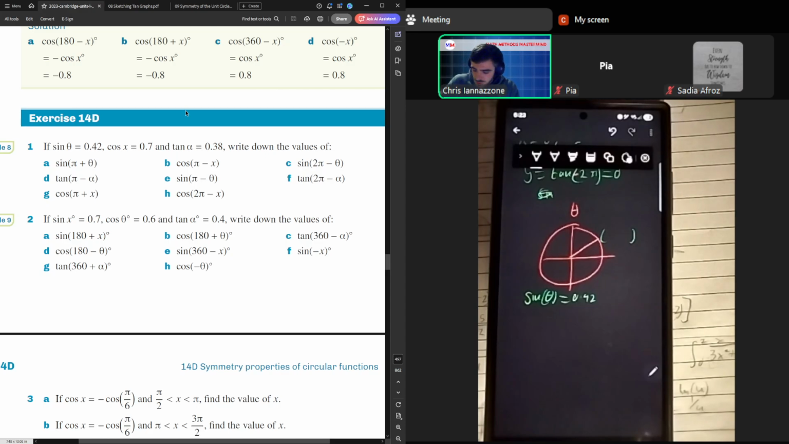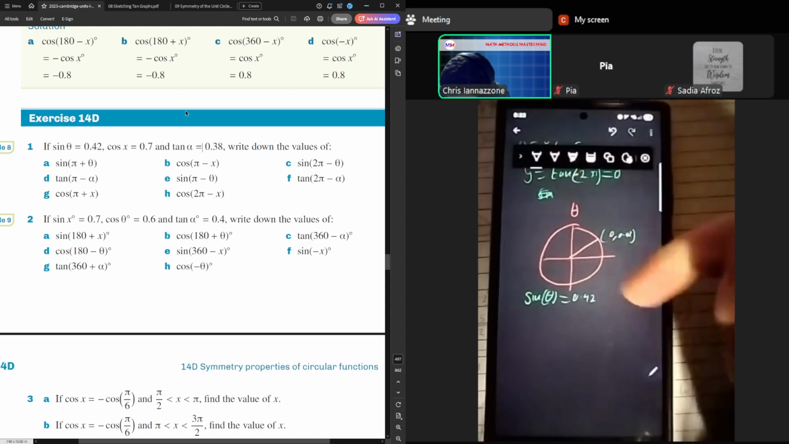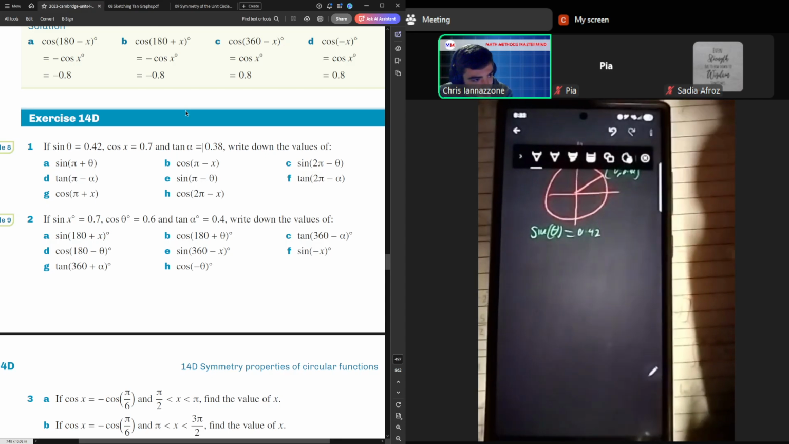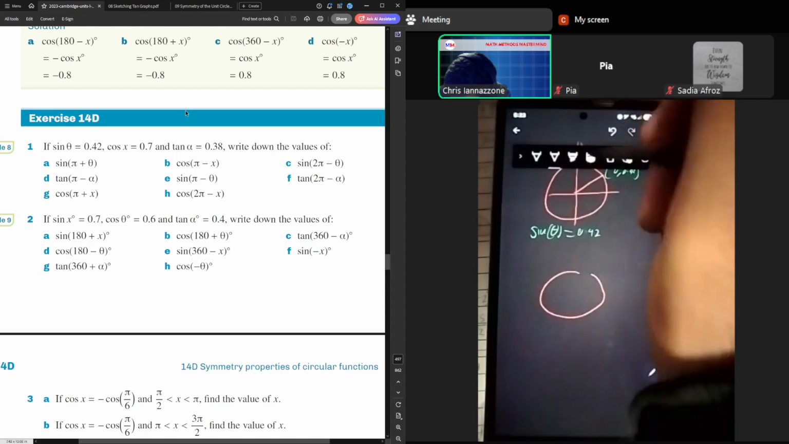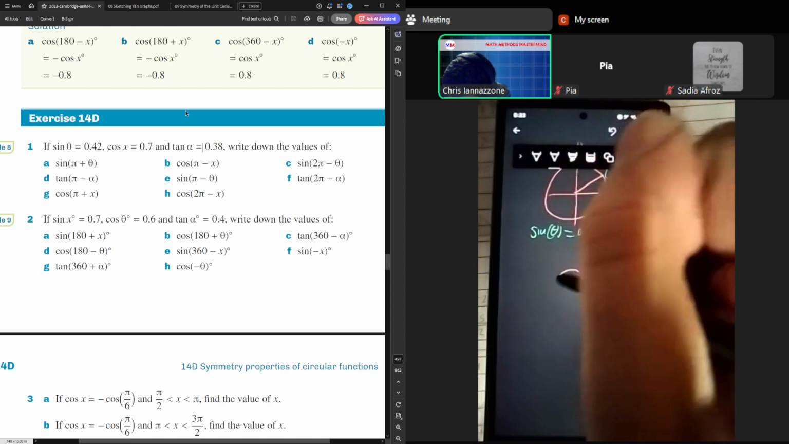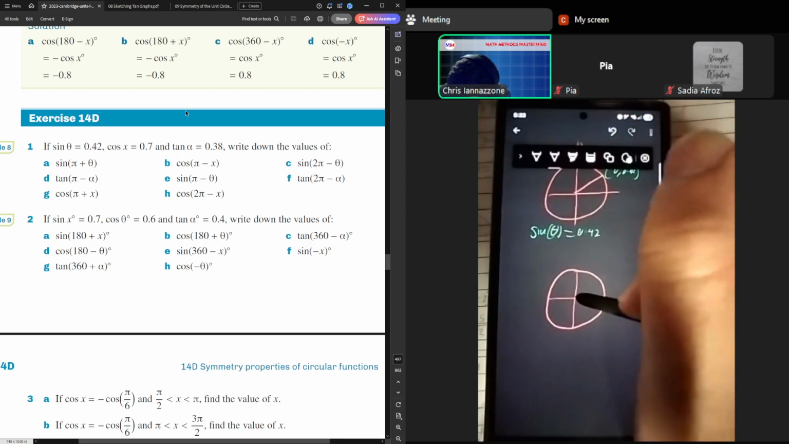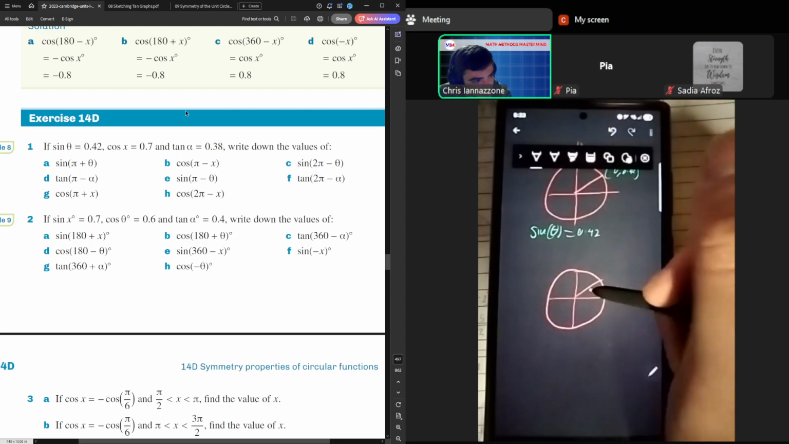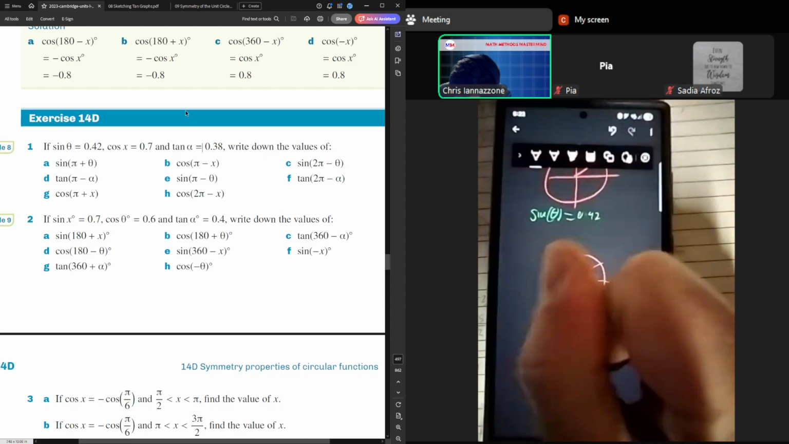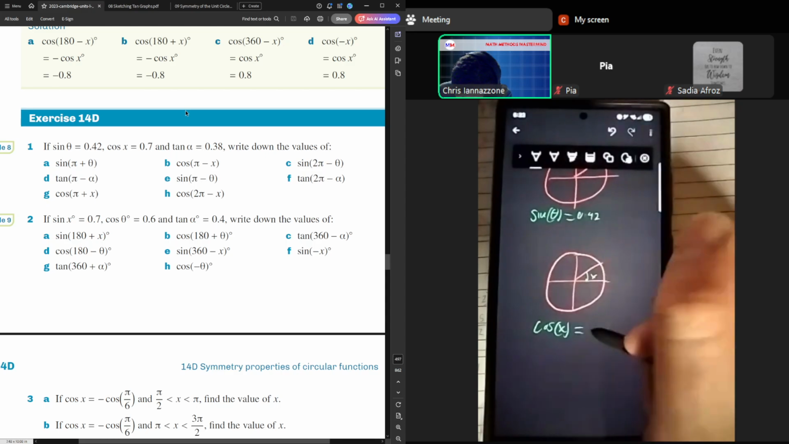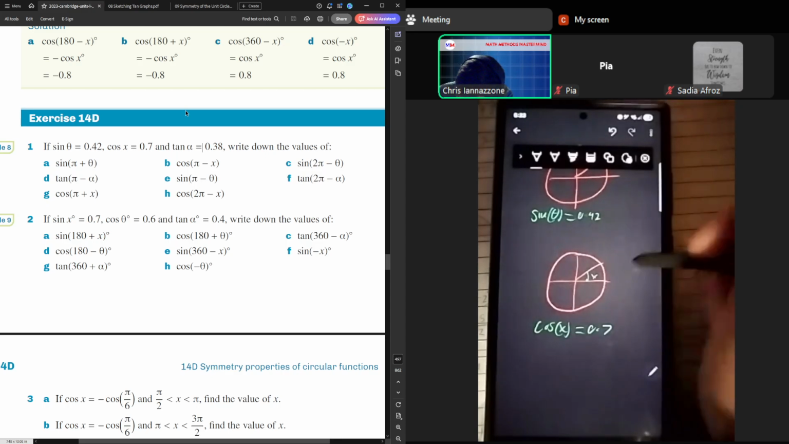0 and 0.42. Yeah, correct. 0.42. We can do another one for cosine. Let's try and do an actual circle this time. This is our x, and it's cos x equals 0.7. What's that coordinate going to look like?